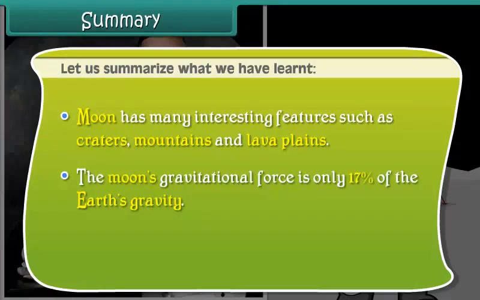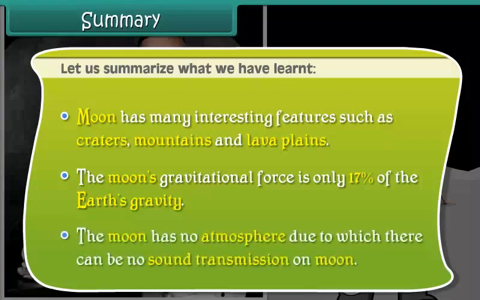Let us summarize what we have learned. Moon is the Earth's only natural satellite. Moon appears bright because it reflects the sunlight falling on its surface. The Moon takes 27.3 days to orbit the Earth.